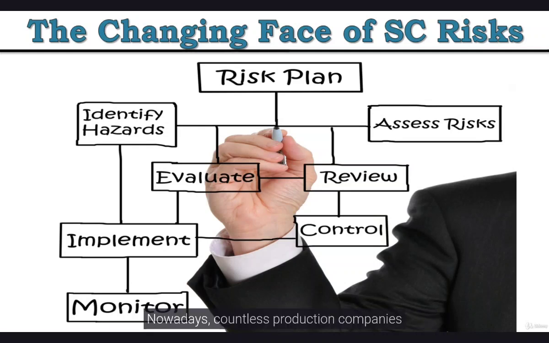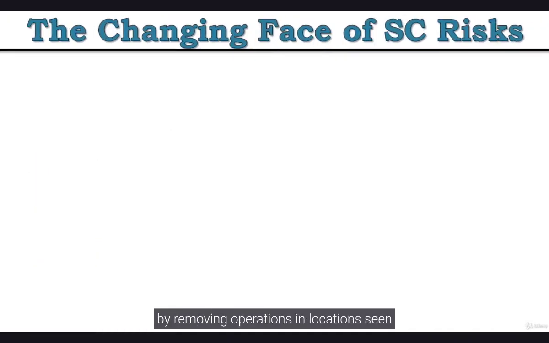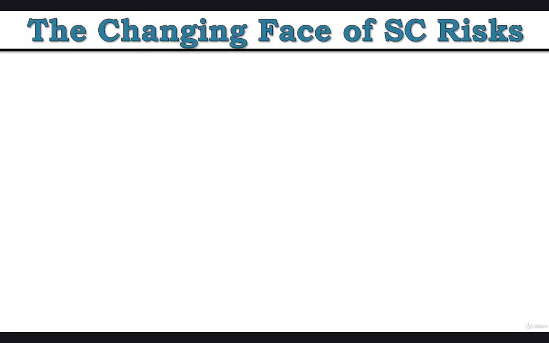Nowadays, countless production companies actually produce very little. Rather, they purchase components and parts from multiple suppliers for assembly and distribution, creating a tremendous dependency on their supply networks. The ongoing push for a smaller physical footprint is often accomplished by streamlining the company's facilities by removing operations and locations seen as being redundant, inefficient, or unnecessary.